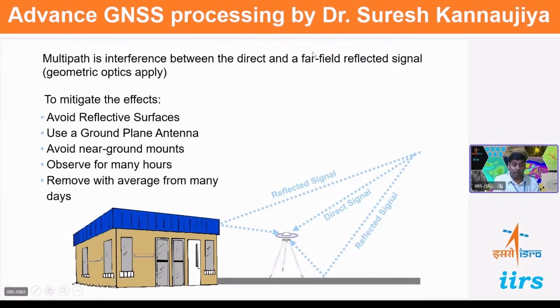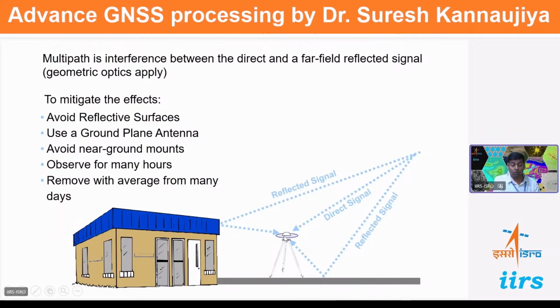Then, when it is tracking all the satellites, due to the presence of this building, it will track multipath apart from the direct signal. The direct signal is also coming, but the signal is also reflecting from the ground as well as from the building. It is also getting tracked, but the contribution is more from the building than from the ground signal.